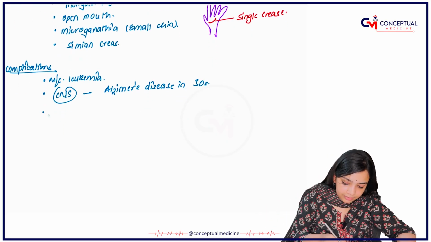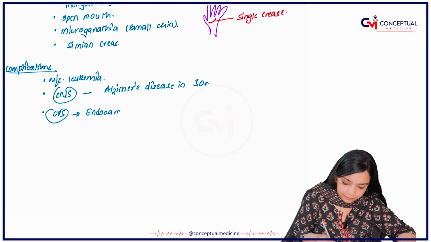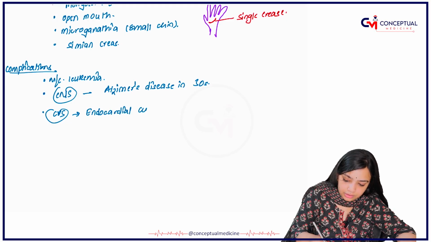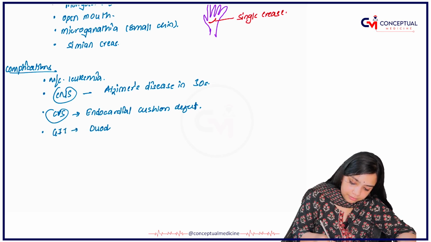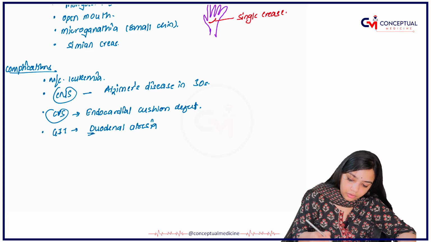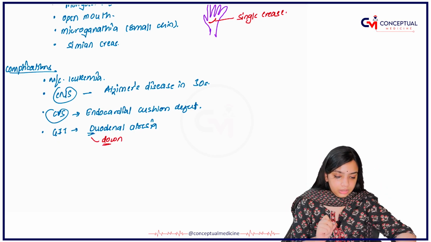Okay, in the CVS, if I talk, there is endocardial cushion defect. In the GIT, you have duodenal atresia. D for Down's and D for duodenal atresia.